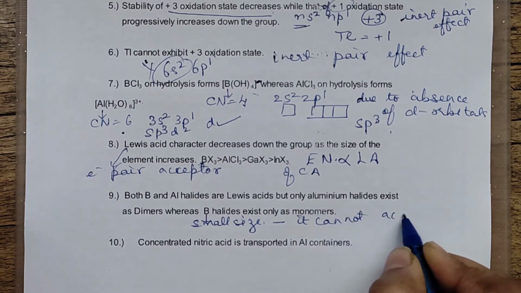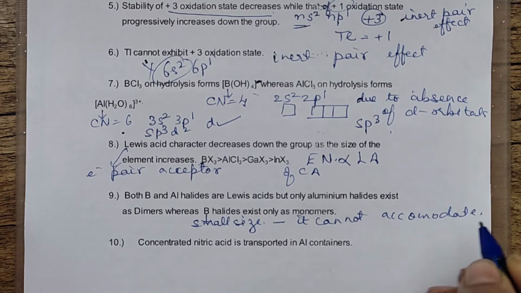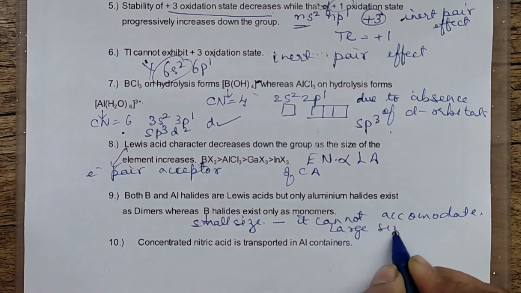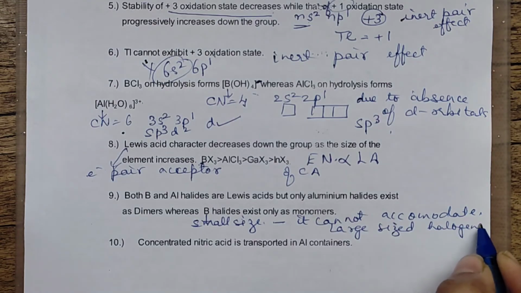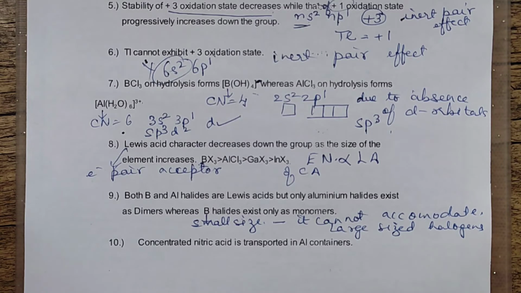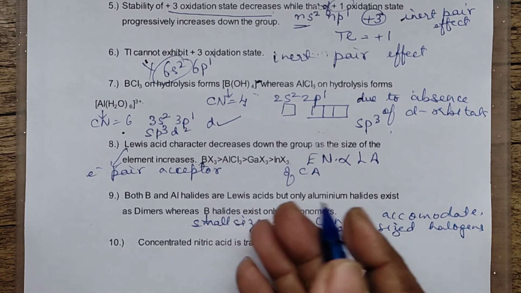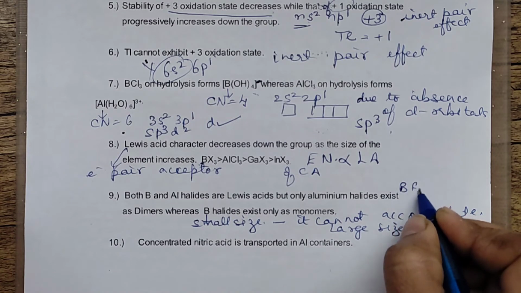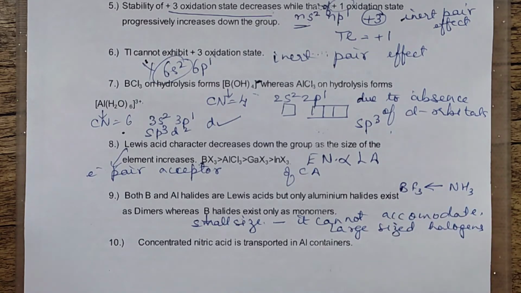accommodate large sized halogens around it. Therefore, a dimer is not possible for it. So what you have for boron halide, it is a Lewis acid only. It is just taking electrons, like you can have, say, BF3 taking a pair of electrons from ammonia. So it is only existing as a monomer.